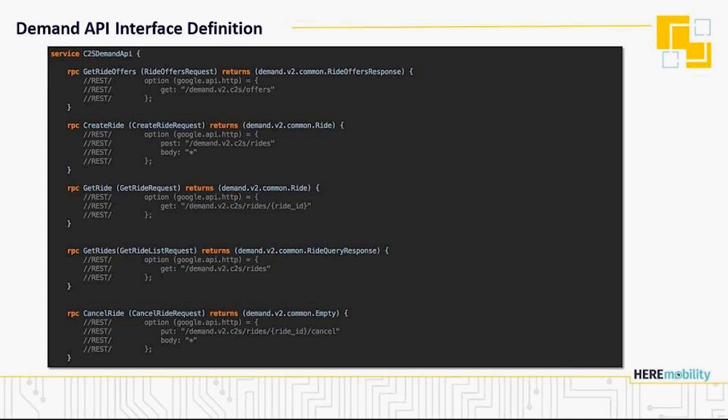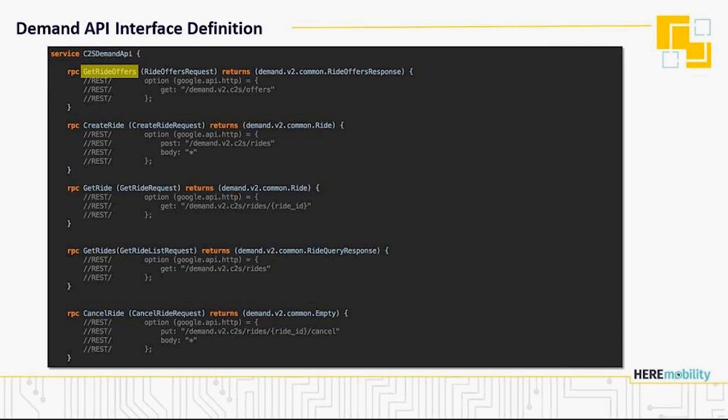Let's take a look at the API definition. This is an API definition as described by gRPC. I mentioned the different things you could do with the demand API, and you can see them described as methods here. So let's say RPC get ride offers means that's a method you can call. This method receives as input a ride offers request message, and it returns a ride offers response message. I will show the messages in the next slide.